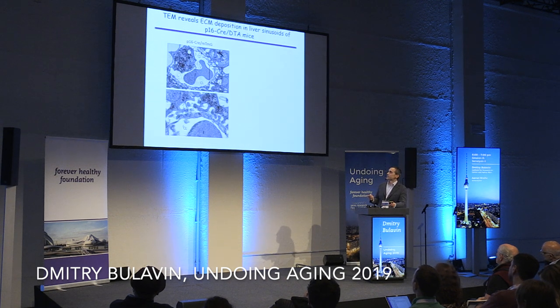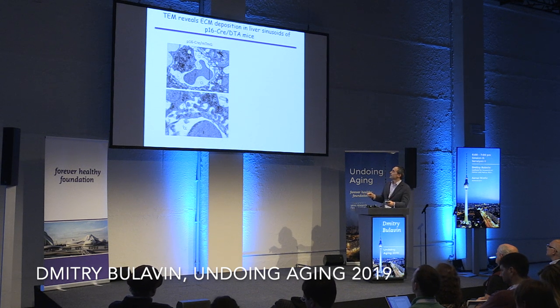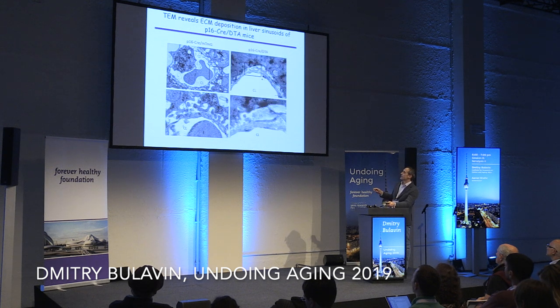So we did the transmission electron microscopy. In this case, you see the sinusoid cross-section, and this is a magnified image. You see the beautiful endothelial cell. This is hepatocytes with the villi protruding into the space of Disse, and this is all empty, allowing the exchange of all nutrients, minerals, and toxins. And what we see in our diphtheria toxin mice, the entire space of Disse is filled with collagen.